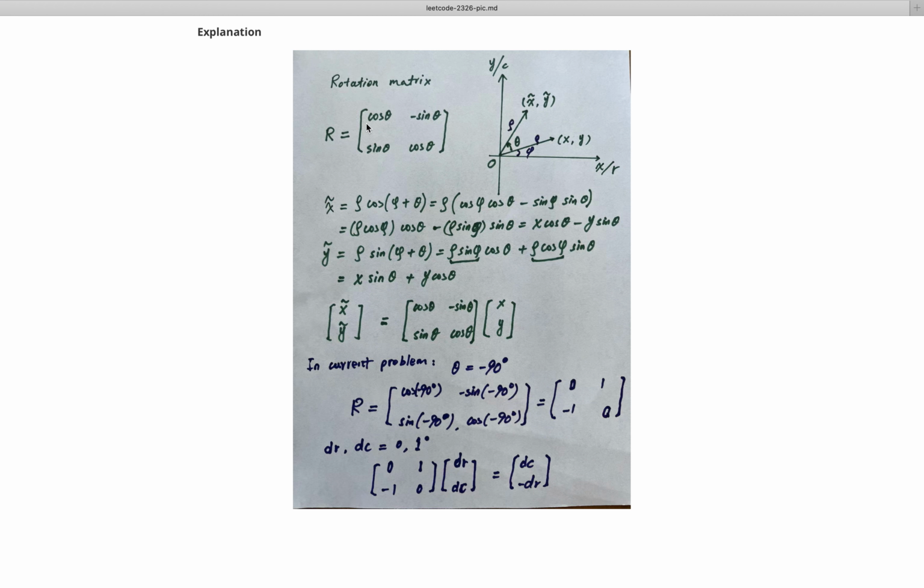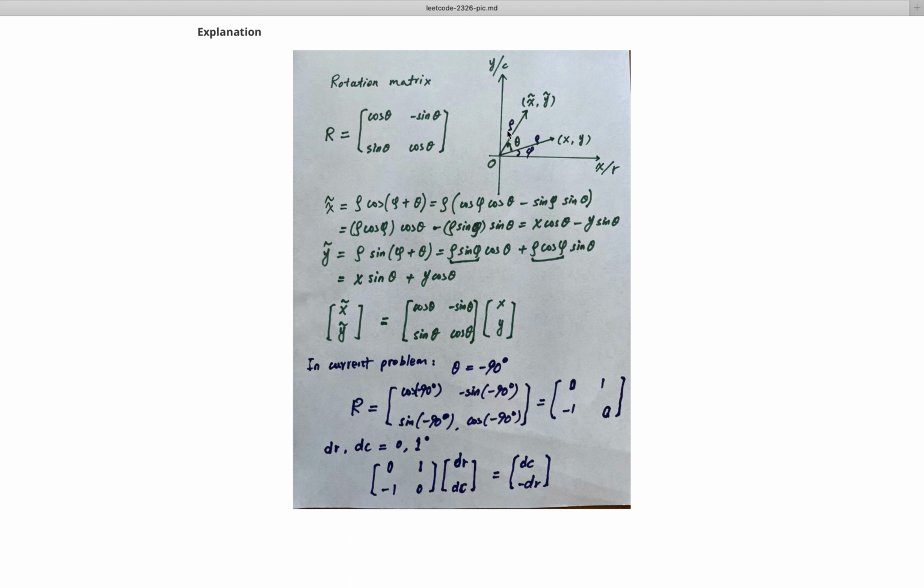So a rotation matrix basically is like this. So assume originally we are at position x and y, and then we rotate this vector counterclockwise by theta degrees. Then we arrive at another point that is x tilde, y tilde. So we claim that in this situation, the rotation matrix is given by cosine theta, negative sine theta, sine theta, and cosine theta. So the derivation is actually very easy, right?